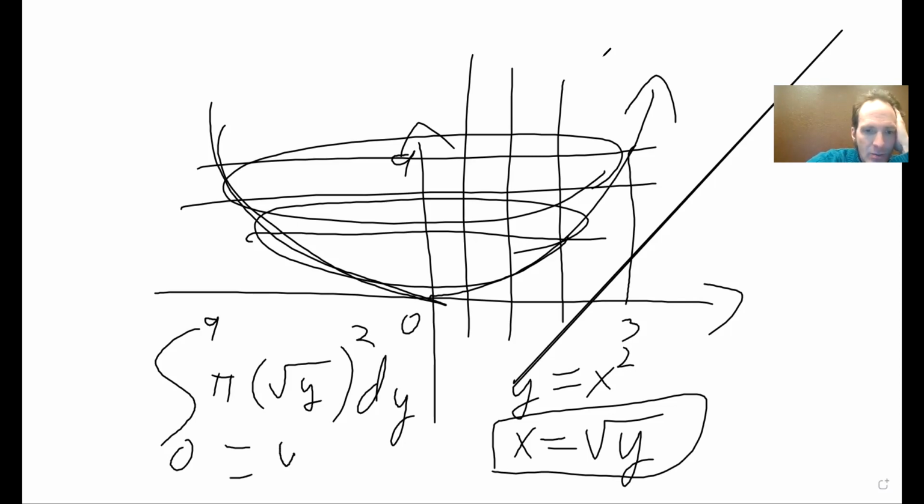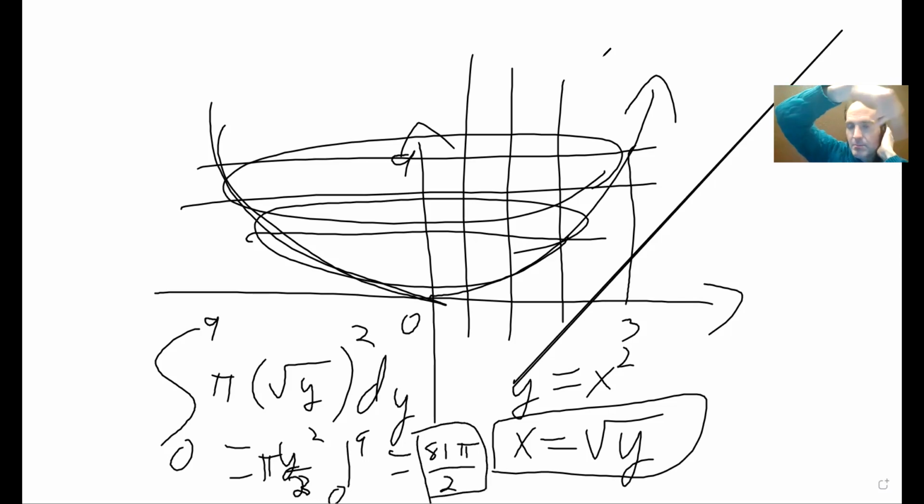In this case, it just gives me y squared over 2, and then pi times y squared over 2, evaluated between 0 and 9. And so I get 81 pi over 2 as the volume of this bowl shape. It's the parabolic bowl shape that I get by revolving the parabola around the y-axis.